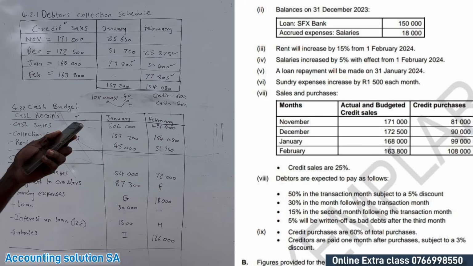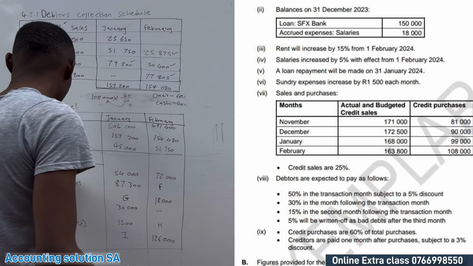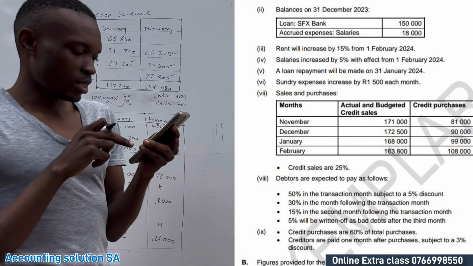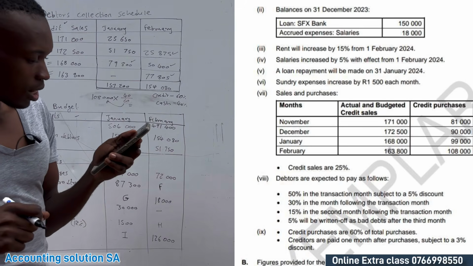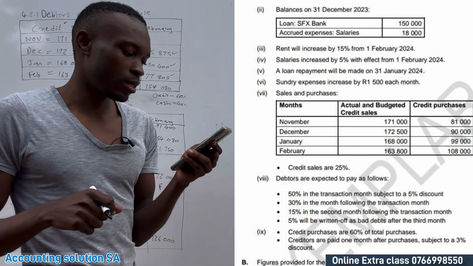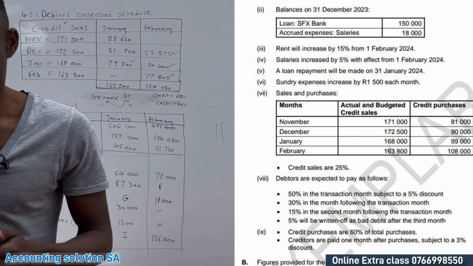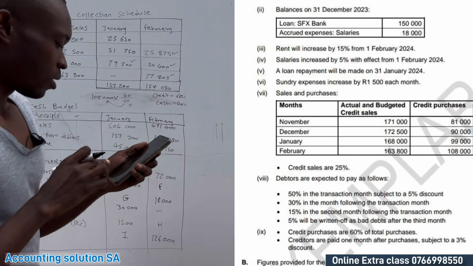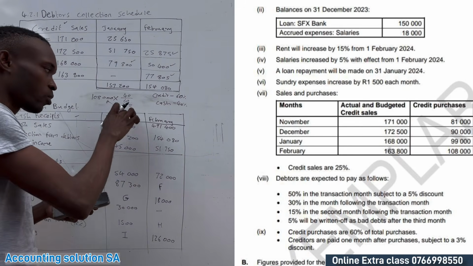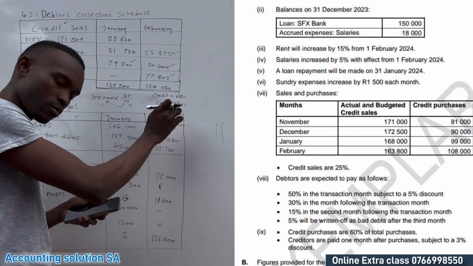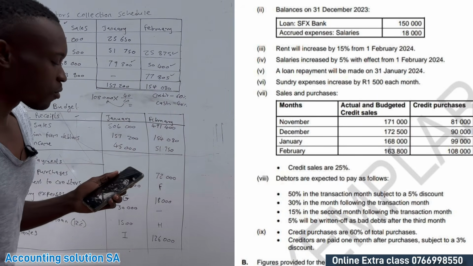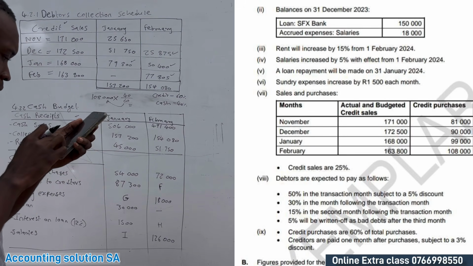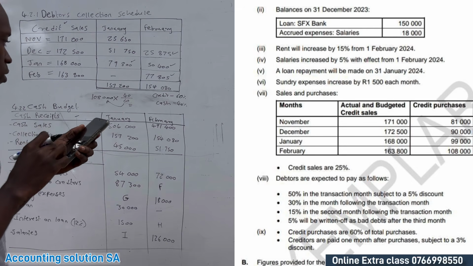72,000. Number E, correct. Then now let's go to payment to creditors, the one that I was doing before this one. Okay, let's read the transaction again. Creditors are paid 1 month after purchase and subject to 3% discount. Now they're saying that if we purchase in January, we must pay in February. If we purchase in February, we're gonna pay the following month in March, which means that this goods is from January.